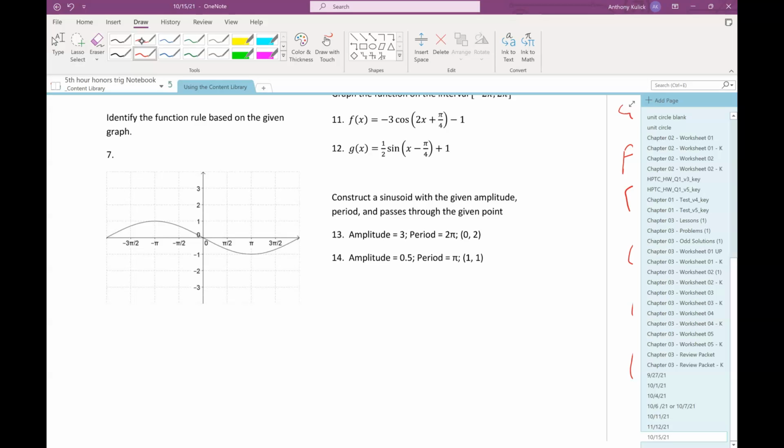So let's find the midpoint or the midline first. Should be easy to see that. What's the midline? Right there, right? So that tells me that since the midline is the same as k, that k is 0. Then let's find the amplitude. So that's like the distance from an extreme to the midline. So that distance is 1. Do you agree with that?